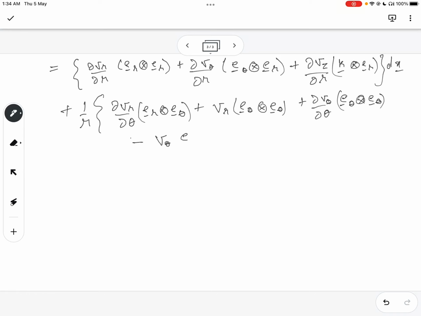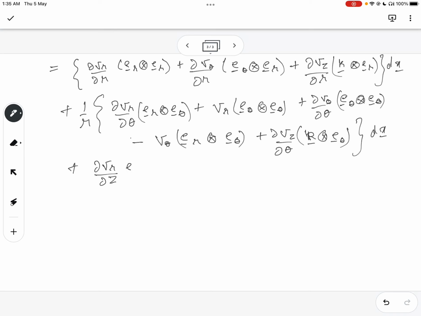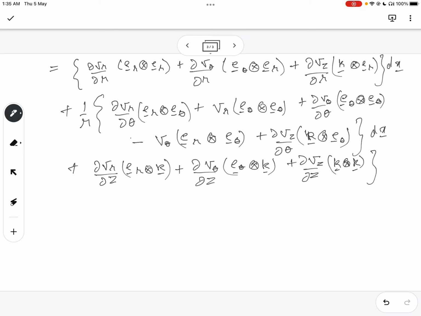Was it v theta? Let's check. Yeah, it was v theta. V theta er dyadic e theta plus del Vz by del theta k dyadic e theta, the whole times dx, and plus del Vr by del z er dyadic k plus del v theta by del z e theta dyadic k plus del Vz by del z k dyadic k, times dx. So dx can be taken out. We'll write this again on the next page.